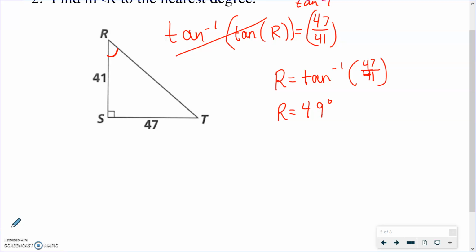When we're solving for missing angles, we also are going to use other inverse functions for all three of the trig ratios and the trig functions that we're using. So they're all just the function with that inverse there. So that's the inverse sine, the inverse cosine, and the inverse tangent.